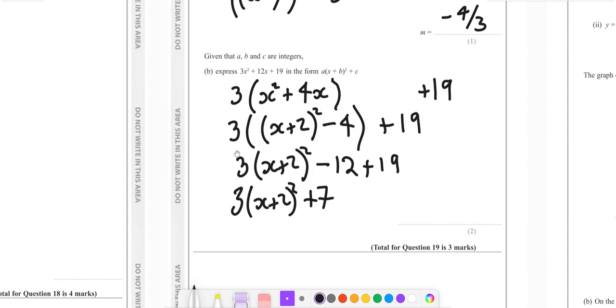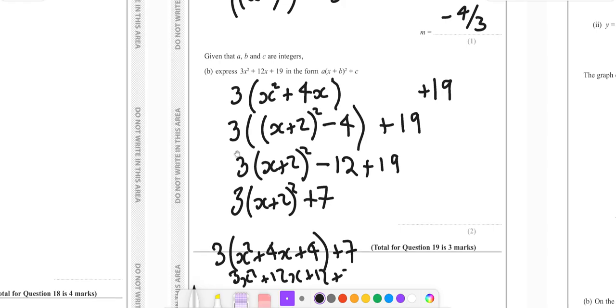The thing I would do with this, particularly because it's got an a of not 1, it's really easy to make a mistake, is just check this. By checking it, I mean just multiplying it out and checking it comes to the same thing. So I've got 3 lots of x squared plus 4x plus 4, plus 7. So I've got 3x squared plus 12x, that's looking good, plus 12 plus 7, and I can see that that's 19. So we're all good. We write it in the form 3 brackets x plus 2 squared plus 7.